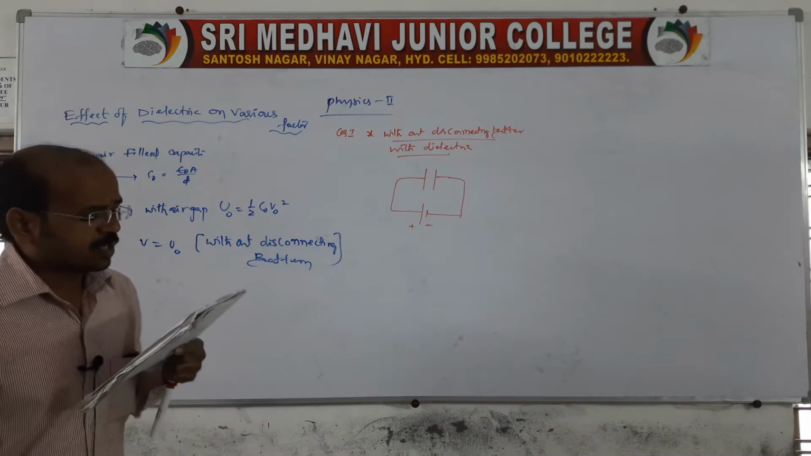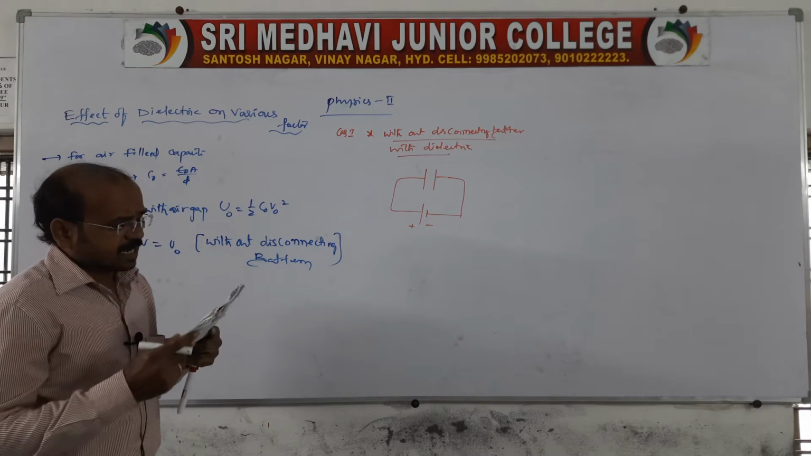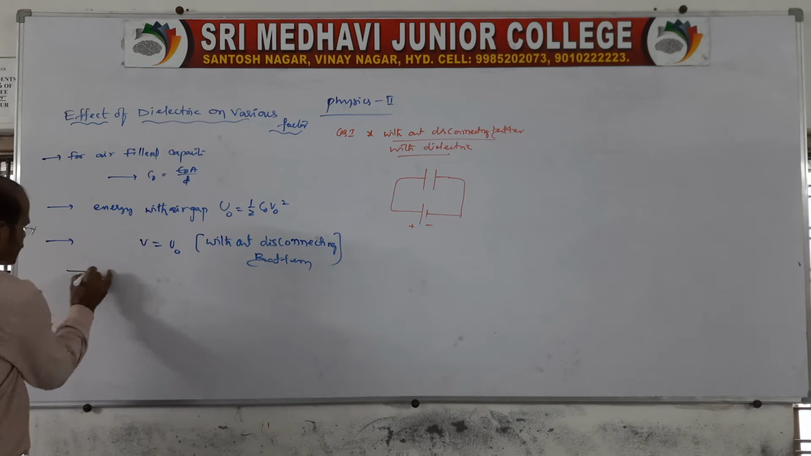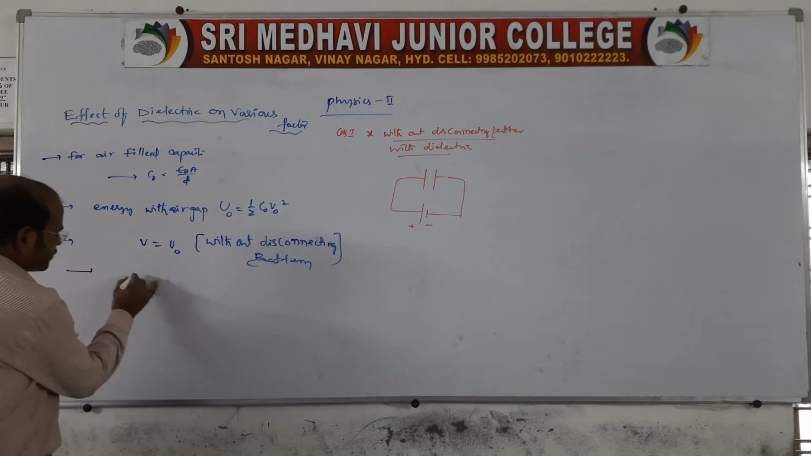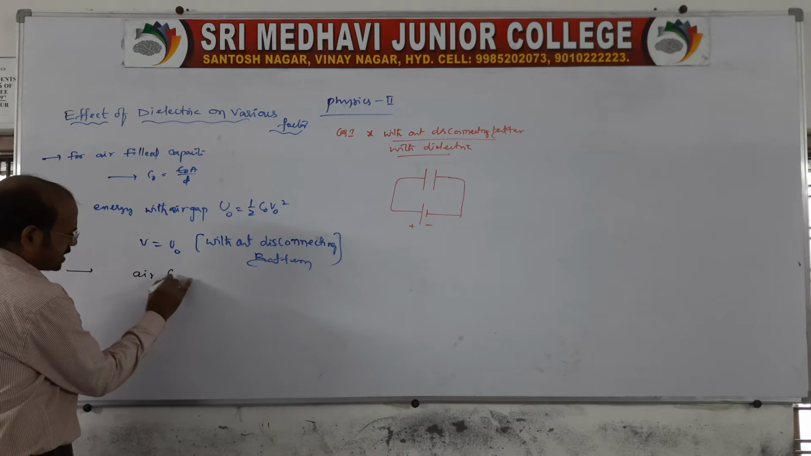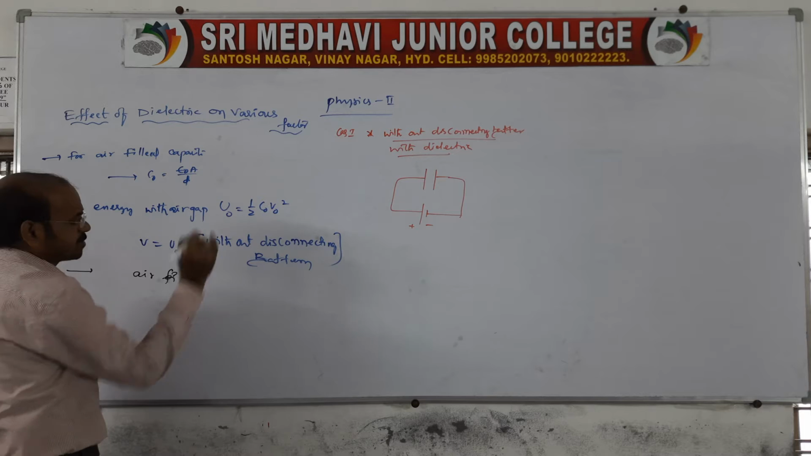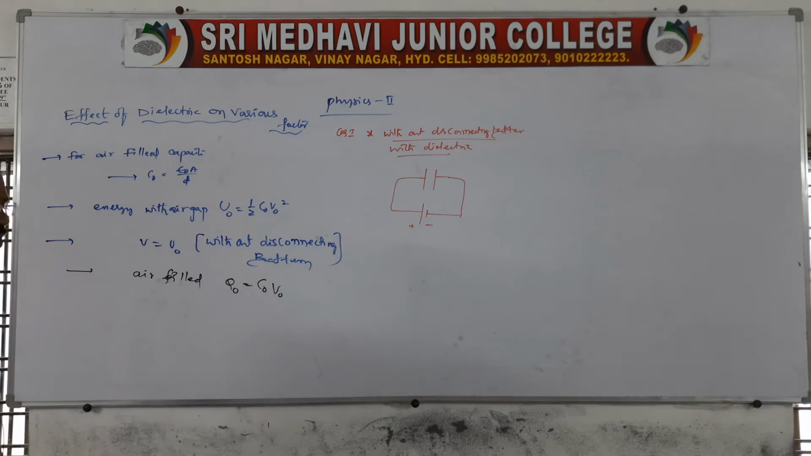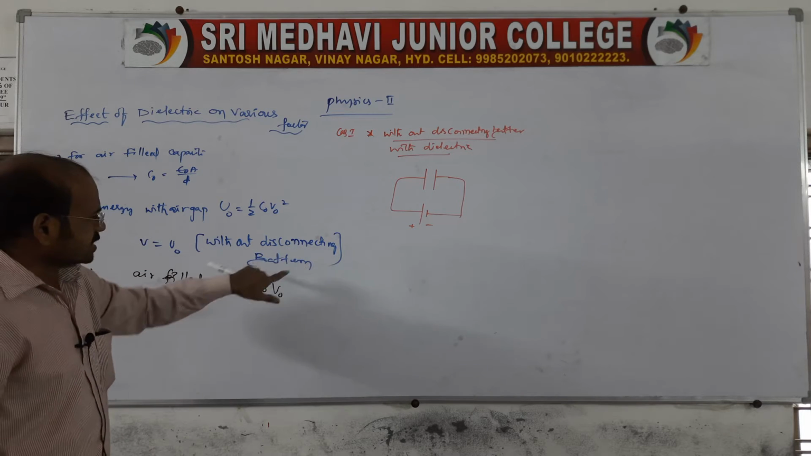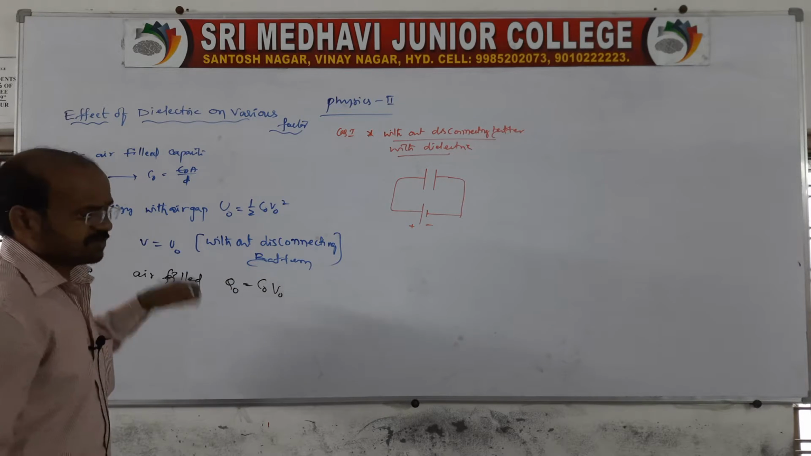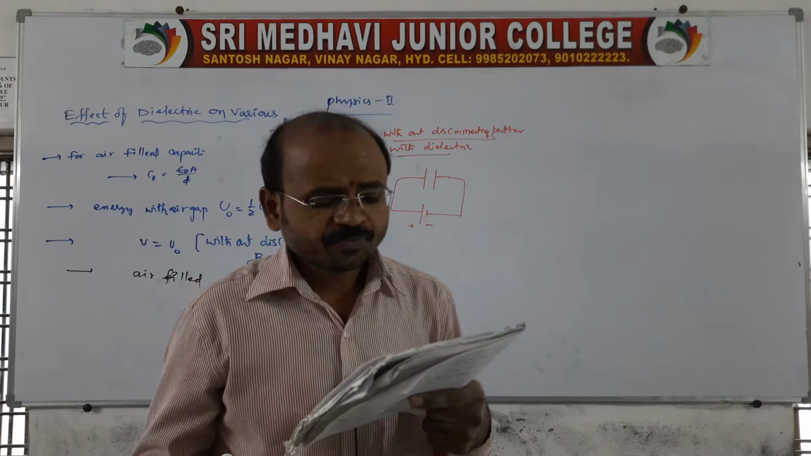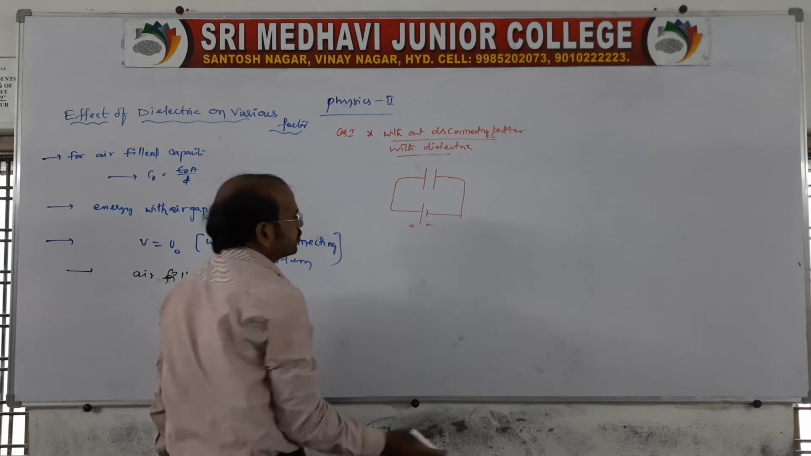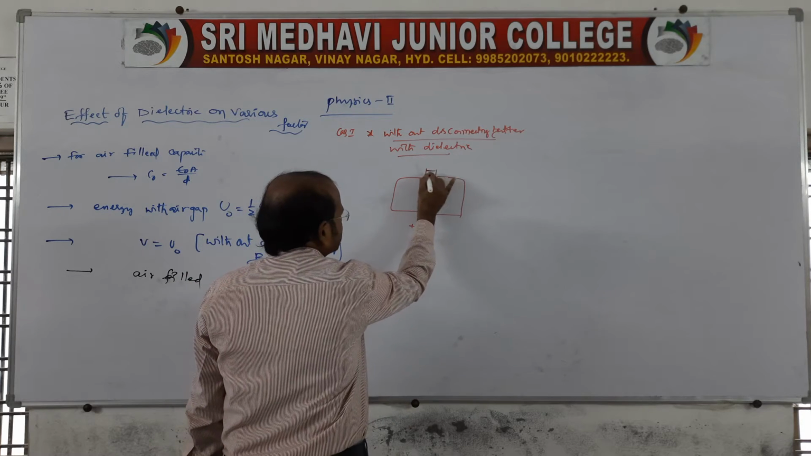Between the battery of EMF and the air filled plates, I want to say another thing also. For the air filled capacitor, the charge will be Q naught is equal to C naught into V naught. You keep it like this. Without any disconnection of the battery, the potential will be V is equal to V naught. This is without the dielectric. Now let us move to the case where a dielectric is introduced.